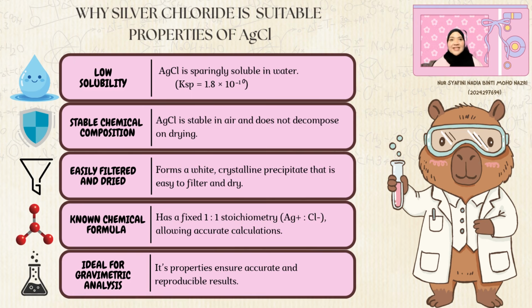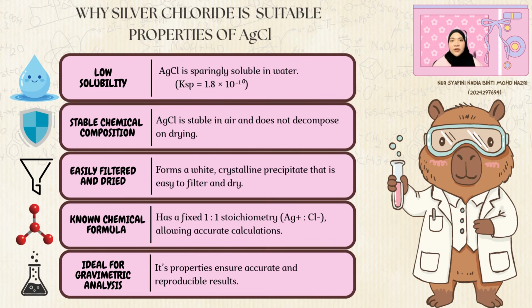Second, it offers a stable chemical composition. Silver chloride is stable in air and does not decompose when we dry it in the oven. Third, it is easily filtered and dried. It forms a distinct white crystalline precipitate that collects efficiently without clogging or passing through the filter.